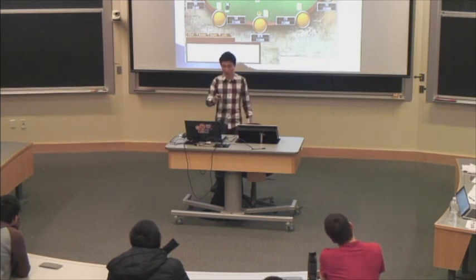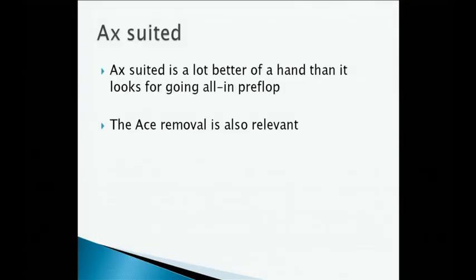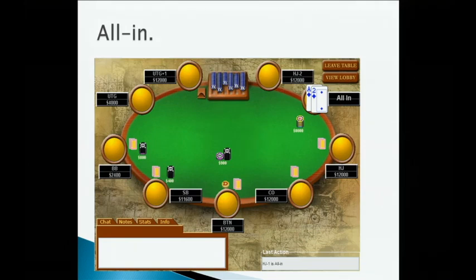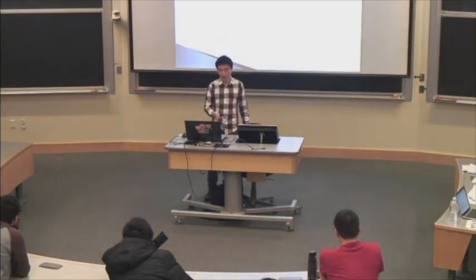Ace 2 suited is another example of a hand that's pretty good to go all in with, because if they have a better ace, you're still suited, so you have chances of catching up. And the fact that you remove an ace, like there's less aces out there for them to have, is quite relevant, actually. There are three aces out there for them to make a good hand to call you with, and not four. Everyone know what I mean by that? So if you have an ace, there's one less ace out there to go around. So I'll go all in here.